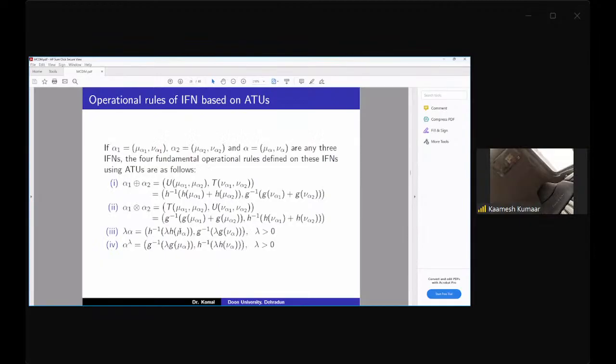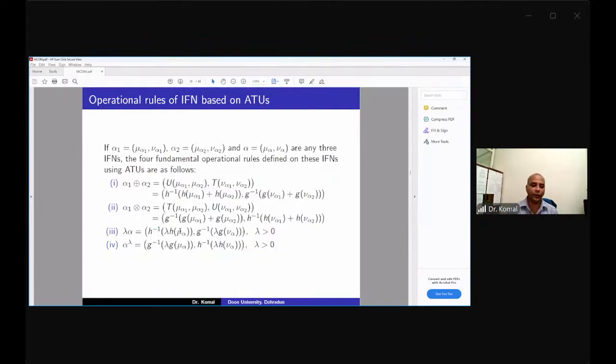Now, using these T-norm and T-conorm, you can generate the arithmetic operations. Generally, in MCDM, we need 4 types of arithmetic operations. So suppose we have 3 numbers. The first is alpha 1 with membership grade mu alpha 1 and non-membership grade. Second intuitionistic fuzzy number is alpha 2 with membership grade mu alpha 2 and non-membership grade. And third one is alpha 3 with membership grade mu alpha 3 and non-membership grade.